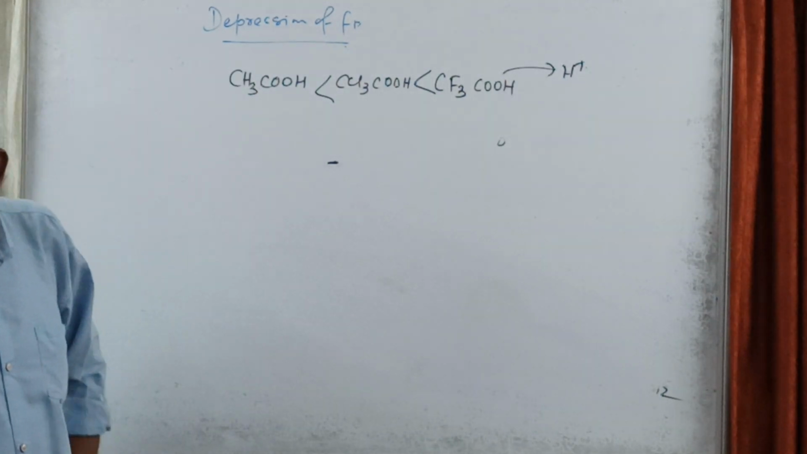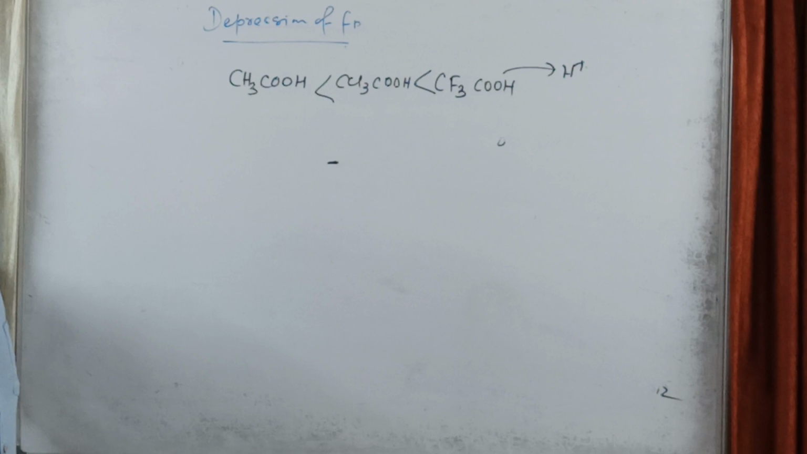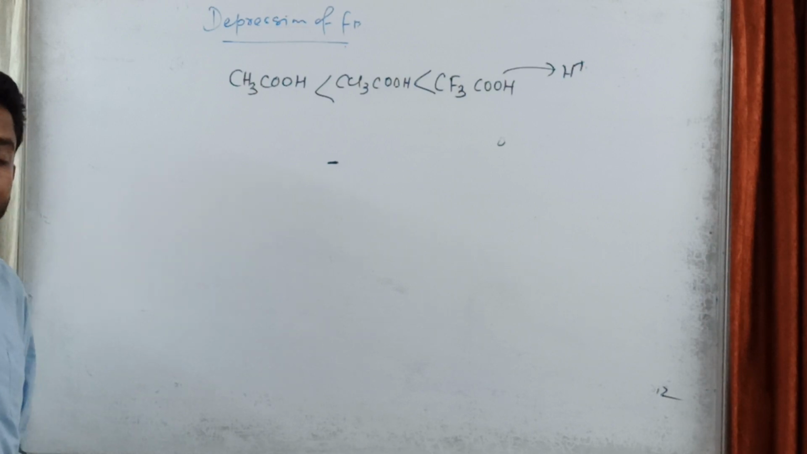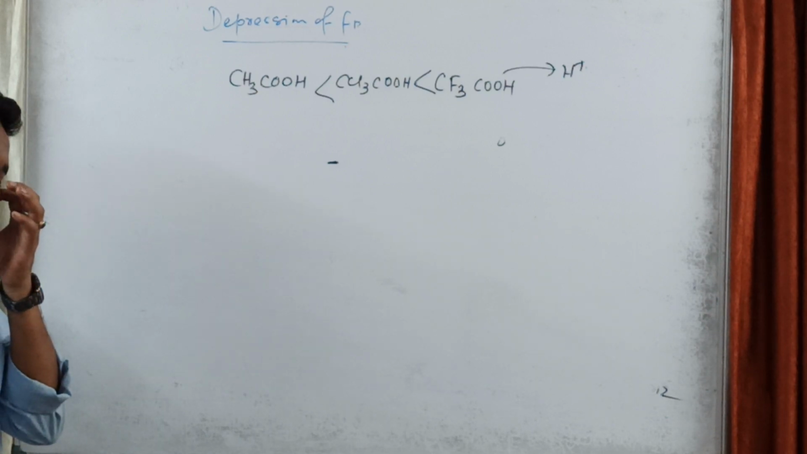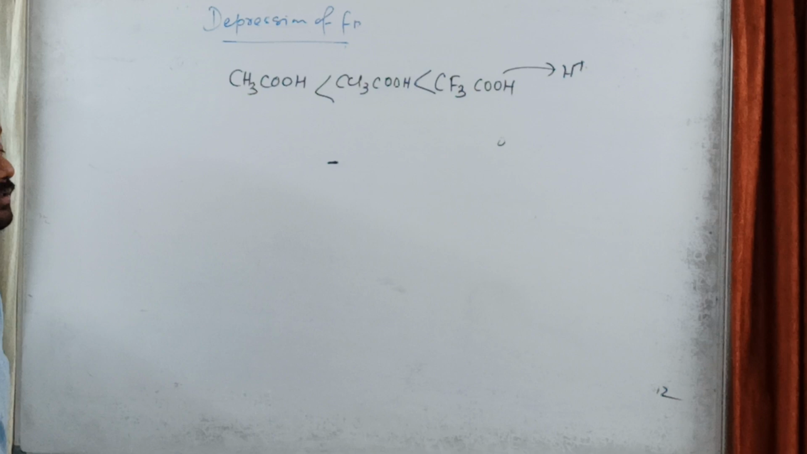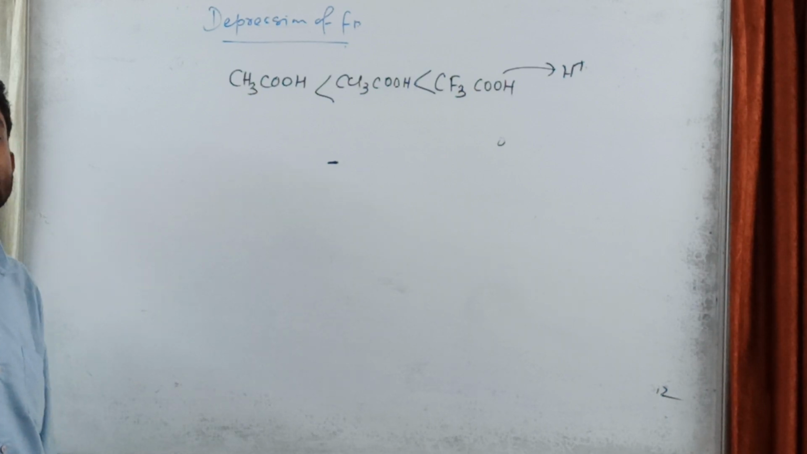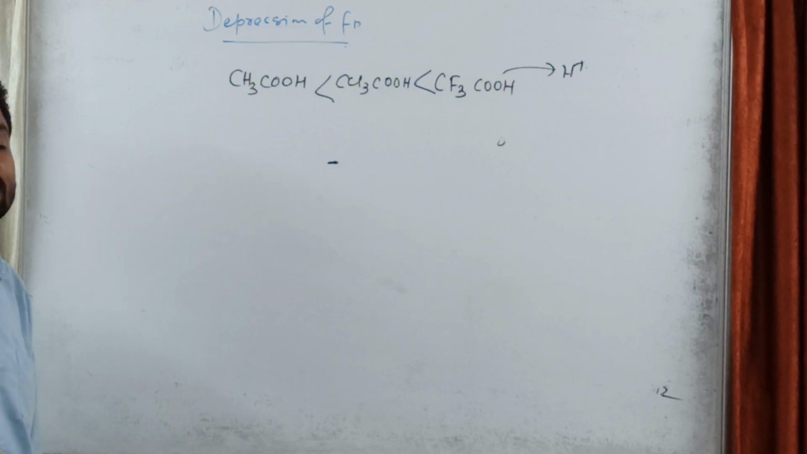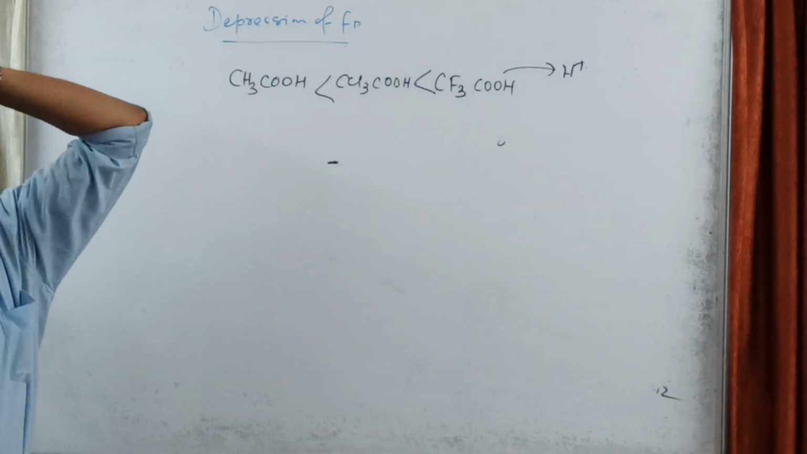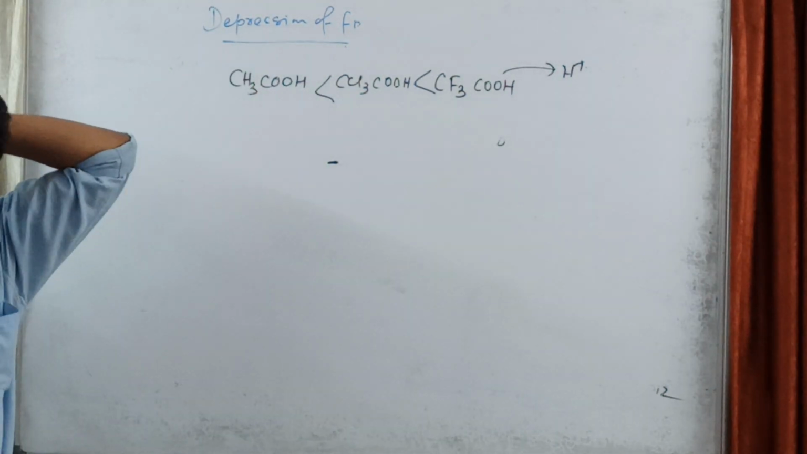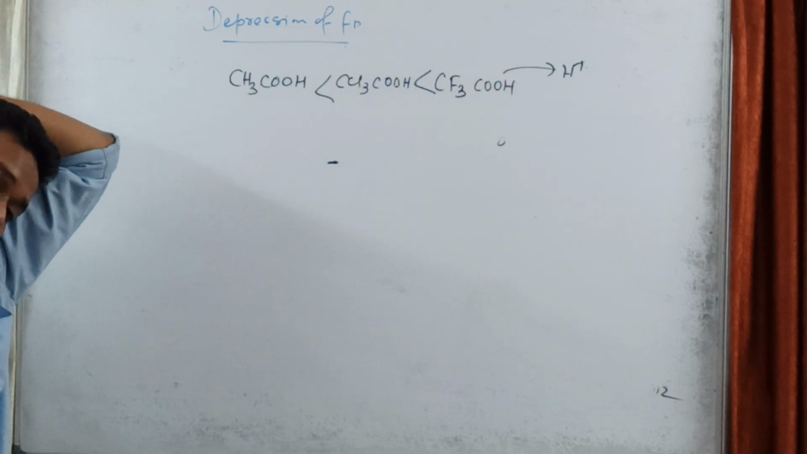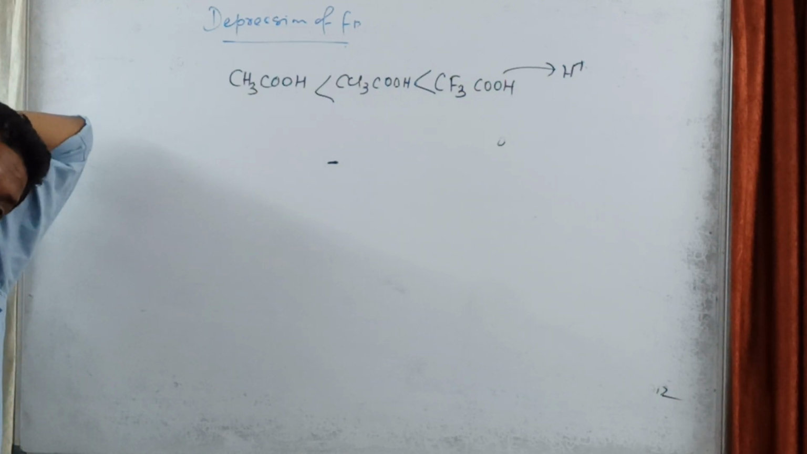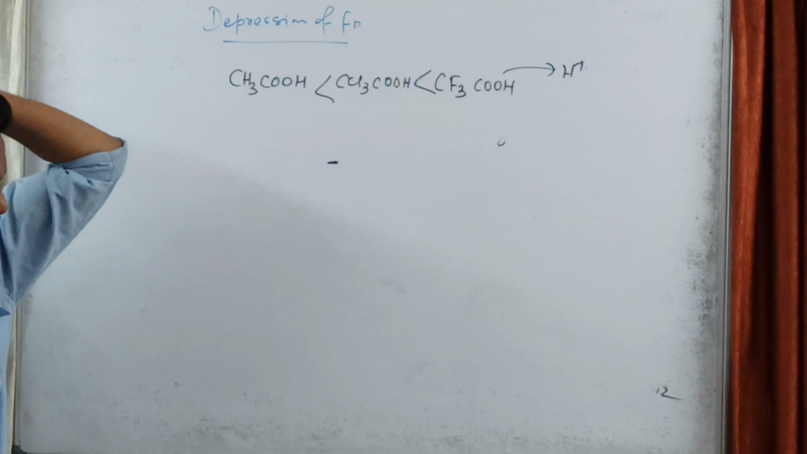With the increase of electronegativity or EWG, EWG means electron withdrawing group. You have done it, EWG, EDG. So with the increase of electronegativity or EWG, acidity increases. You can write down electron withdrawing group, otherwise you will forget. Acidity increases.